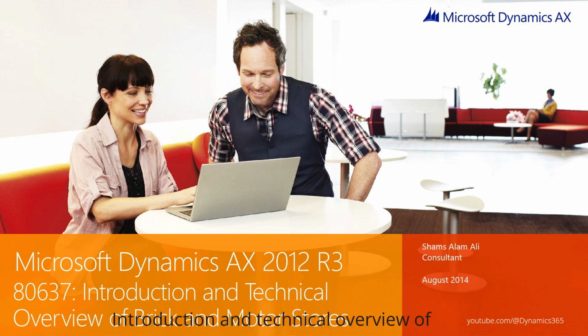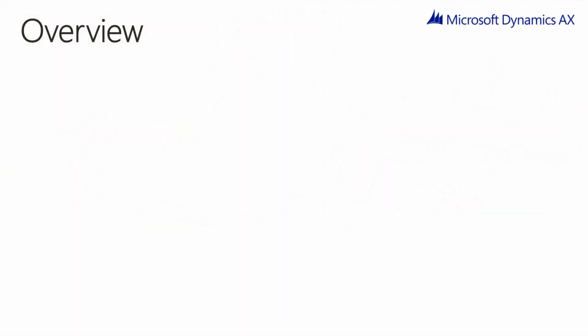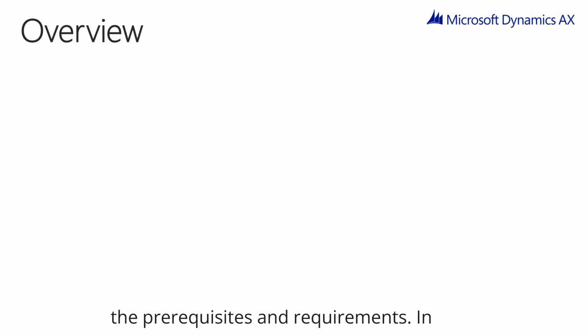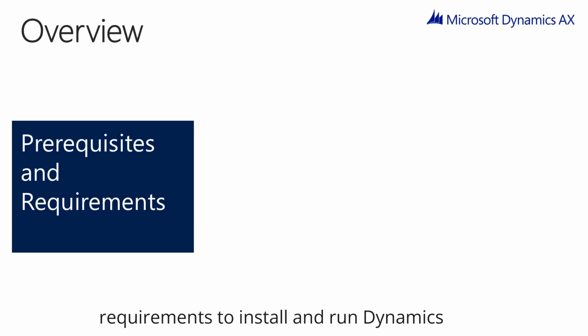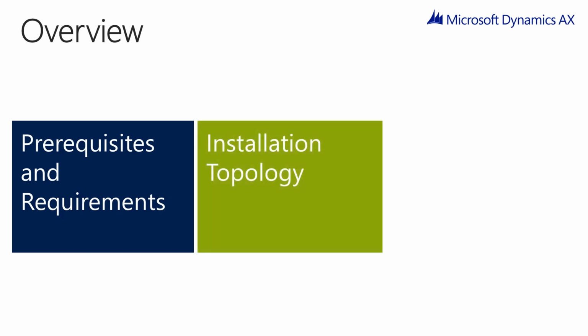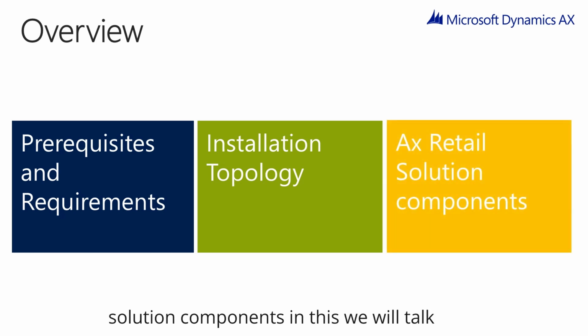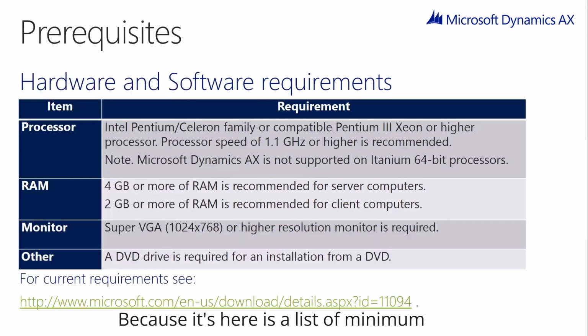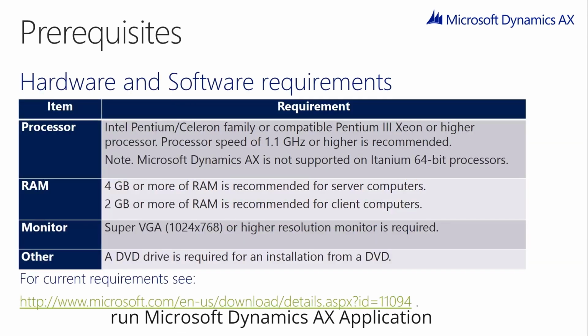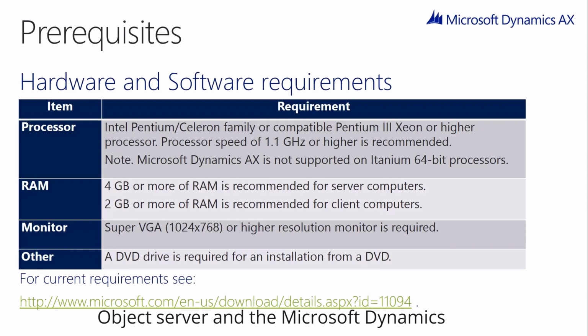Introduction and technical overview of brick and mortar stores. In this module, we will be discussing the prerequisites and requirements. In this, we are going to talk about the minimum hardware and software requirements to install and run Dynamics AX 2012 R3. Installation topology. In this, we are going to talk about the high-level details of installation topology. AX Retail Solution Components. In this, we will talk about AX Core Components, Commerce Data Exchange Components, and Online In-Store Components.